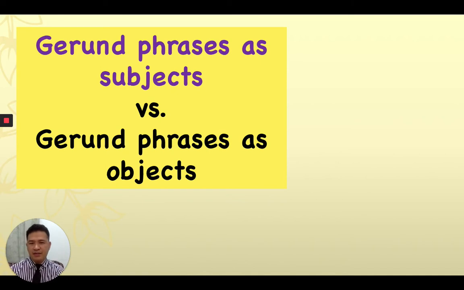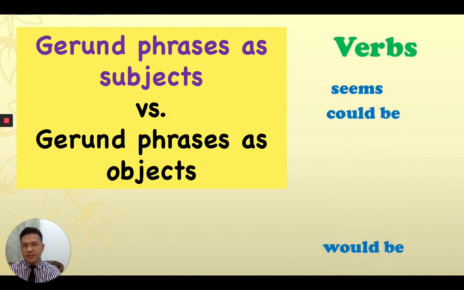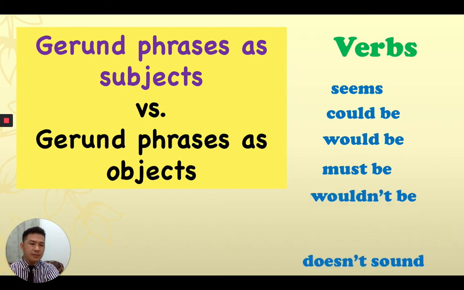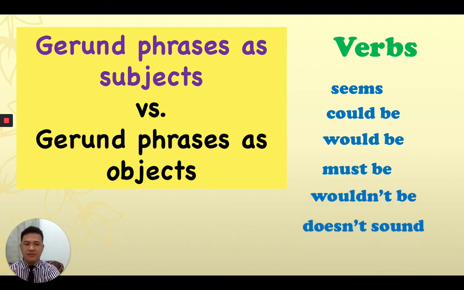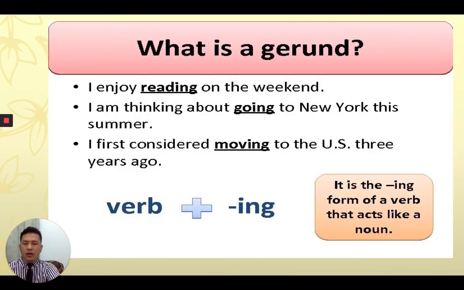Now let's move to our grammar focus. Gerund phrases as subjects versus gerund phrases as objects. These are the verbs: seems, could be, would be, must be, wouldn't be, doesn't sound. We will use these verbs in our sentences as we go along. What is a gerund? You already learned this when you were in Prathom as well as in Matayom 1 and 2. Gerund is formed with a verb plus ing. It is the ing form of the verb that acts like a noun.